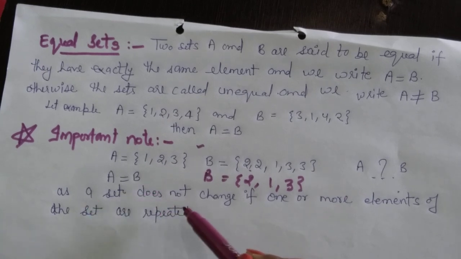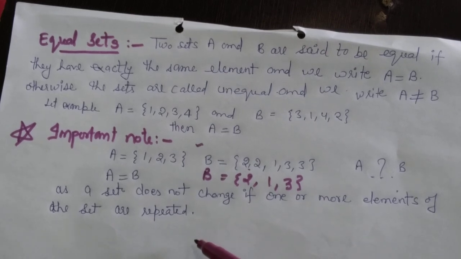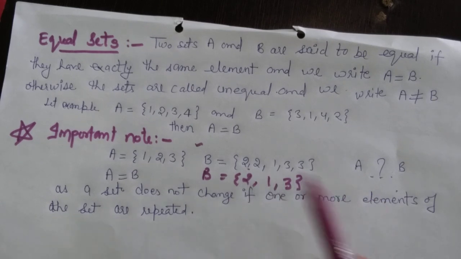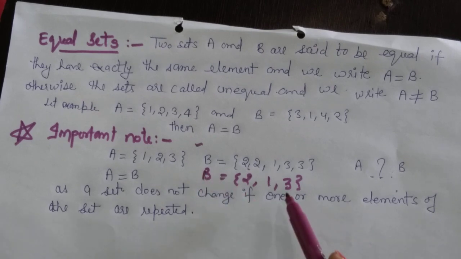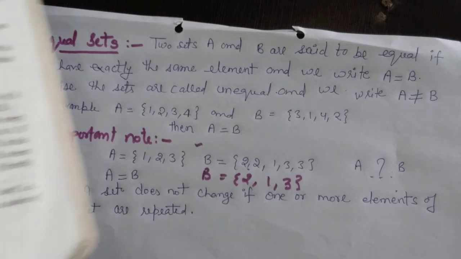A set does not change if one or more elements of the set are repeated. I can write 2 as many times as I want, but the set will not change. One element is considered only one time. So now on these sets, the next exercise depends, and let us start the next exercise, that is exercise 1.2.